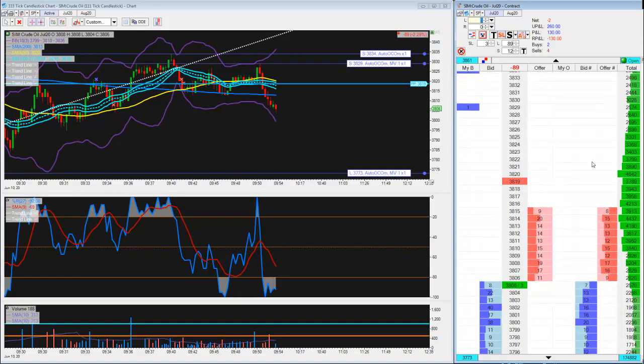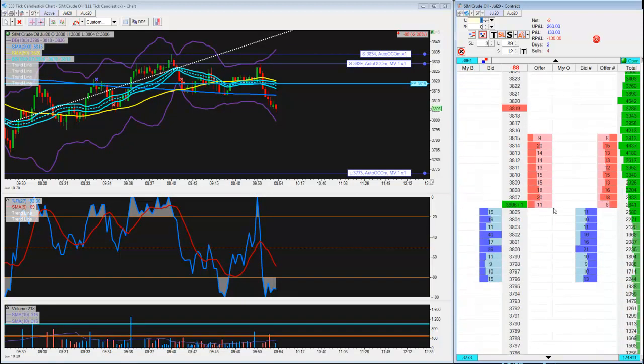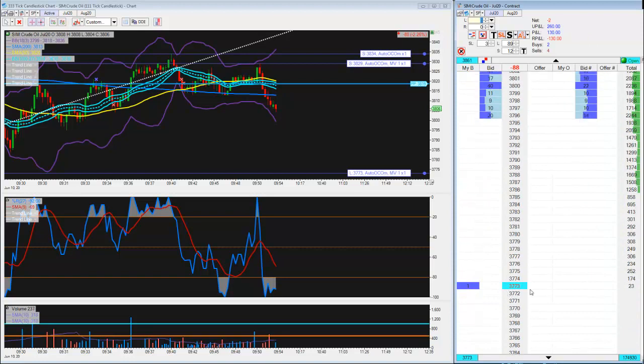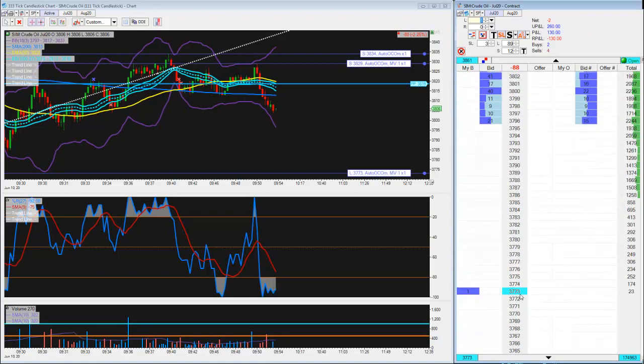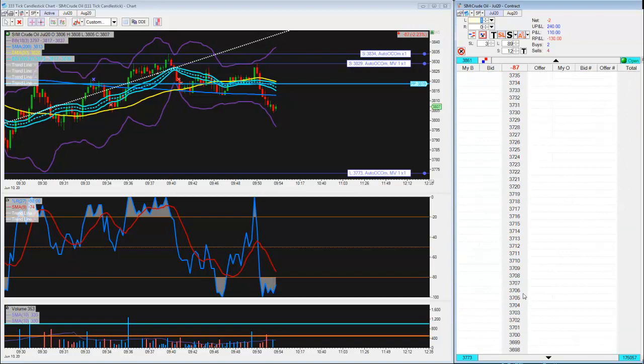Market finally showed its hand. So going after the low here, 3773. And then the second contract, we'll figure it out later.